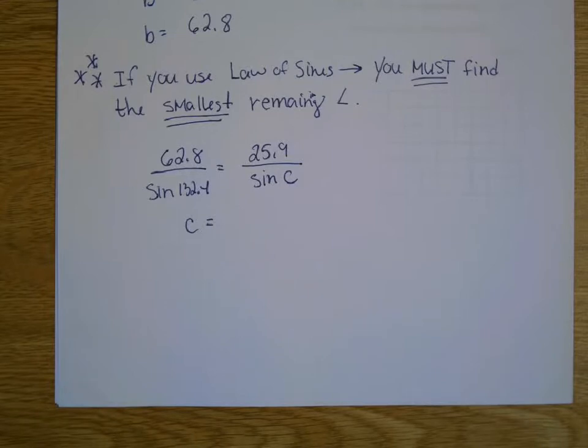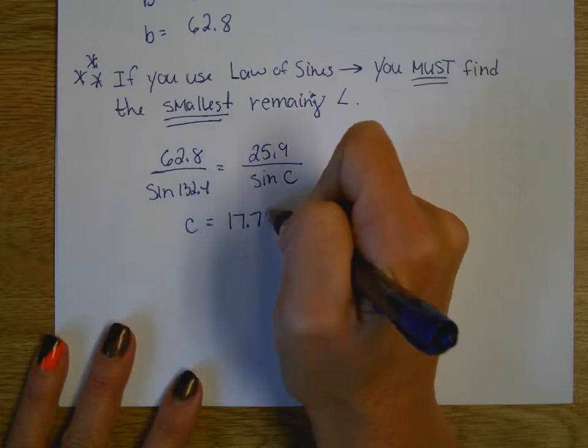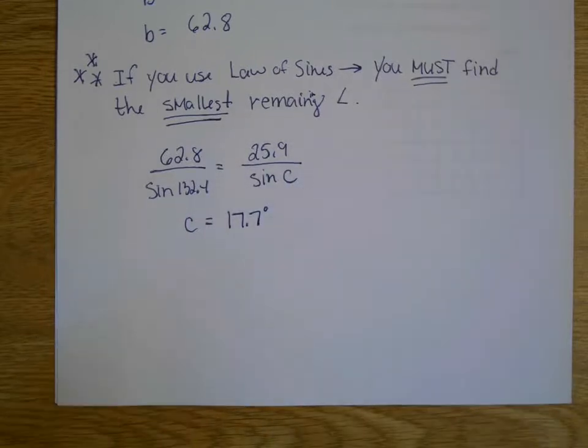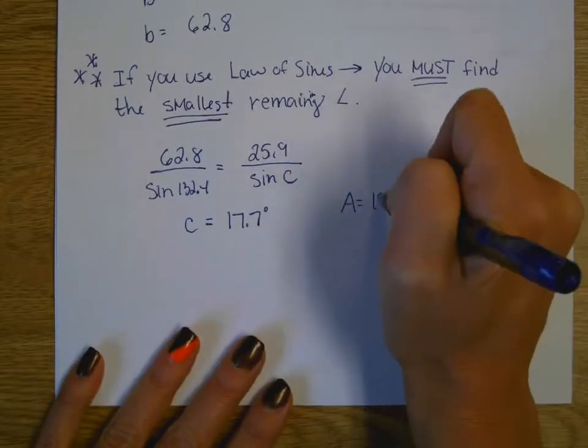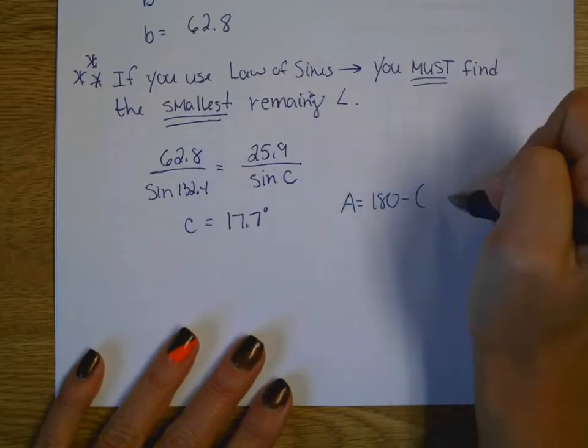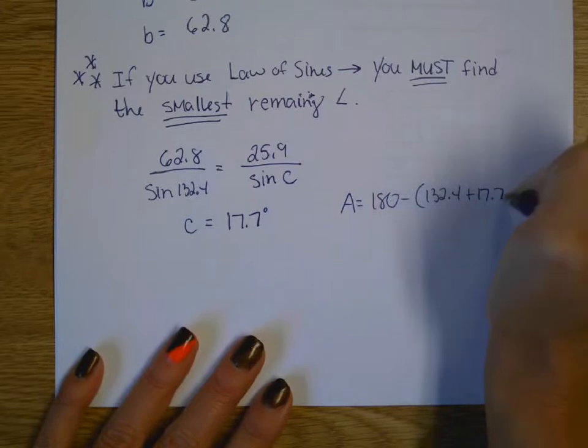Angle, yep. She's got a 17.7. I haven't done it yet. Me too. You got it too? Have been verified? Well, I'm not even going to bother then. No problems with the 17.7? None at all. How do I get an angle A? That's my last part. I don't know. 180 minus 132.4 plus 17.7.